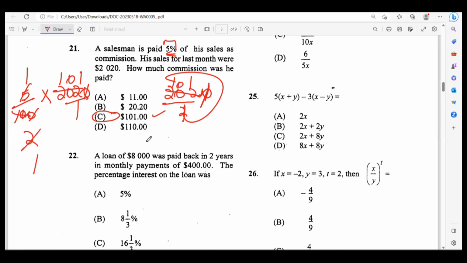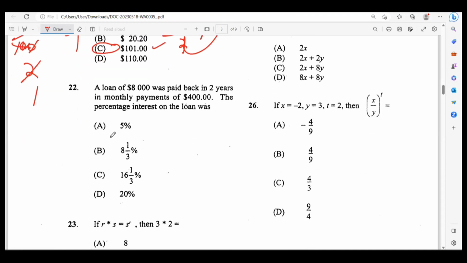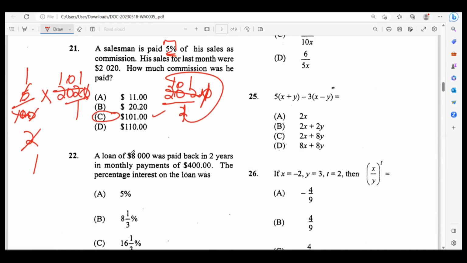So get your answer out. Doesn't matter how you get it. Take your time, get your answer out. You're able to come up with the solutions.